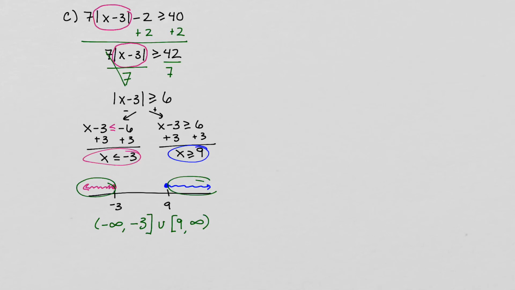So I have one more problem here for us to look at. So 9 times the absolute value of x minus 7 plus 38 is greater than 2.